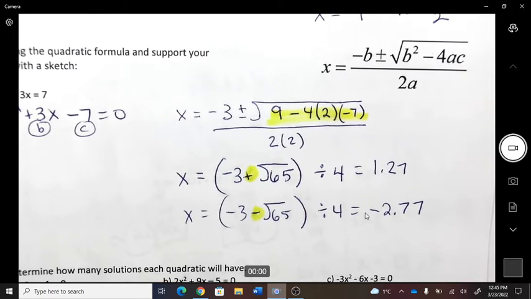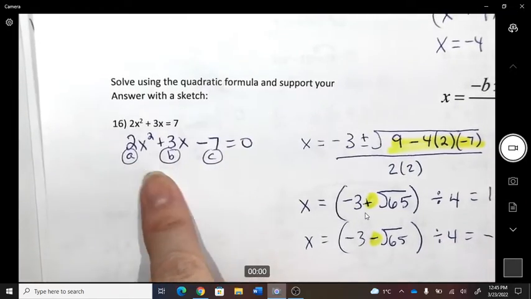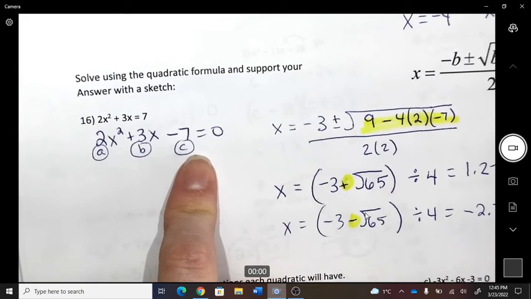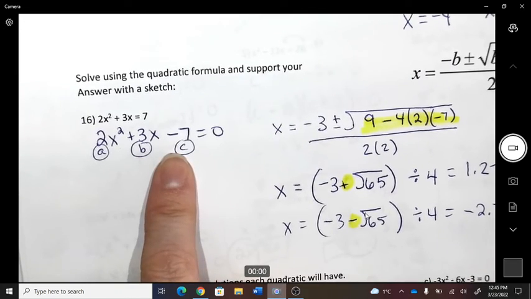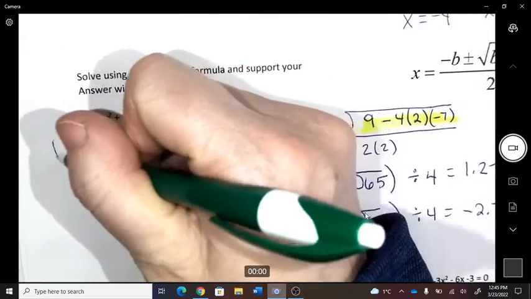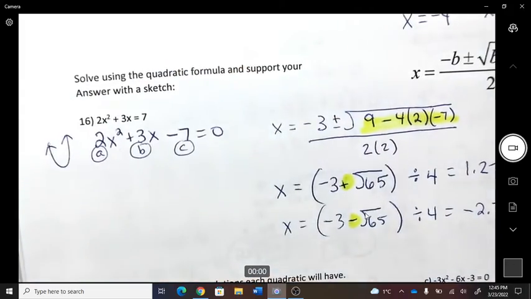Okay, this one said I had to support my answer with a sketch. So what do these answers mean in a visual? Okay, so what is this? If I'm graphing this, what is it? It's a parabola. Does it open up or down? It opens up, right? That's what I know.